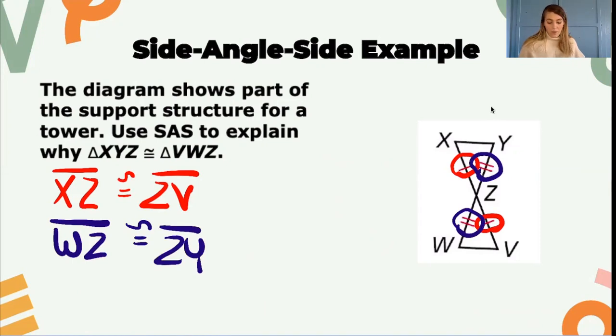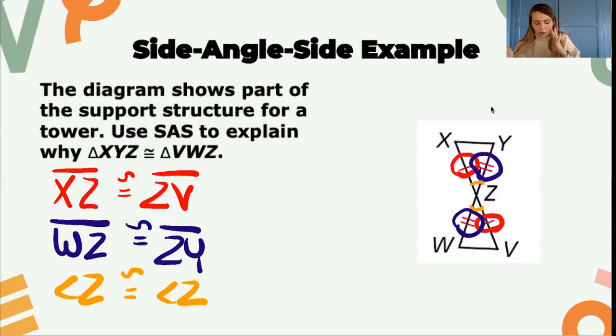Finally, what I care about is this angle that's in between the two sides, the included angle. Side, angle, side, angles in the middle. So I want to be able to prove that Z is congruent to Z. Really, it's WZV is congruent to XZY, so it's not the same angle. They're different in the picture. You know what? I'm going to rewrite that so I don't confuse you on why I'm not using reflexive.